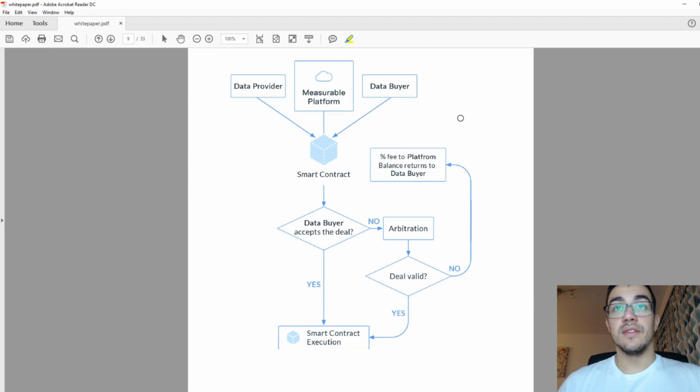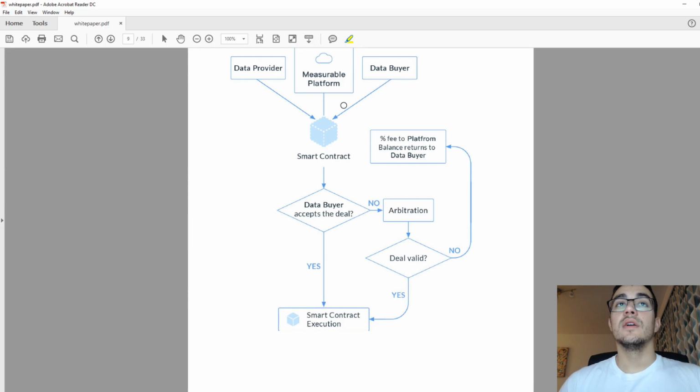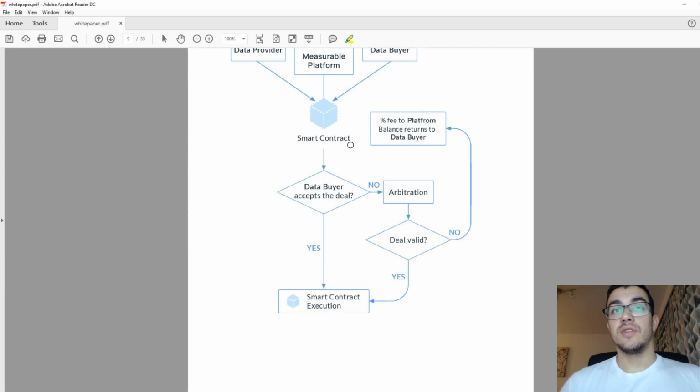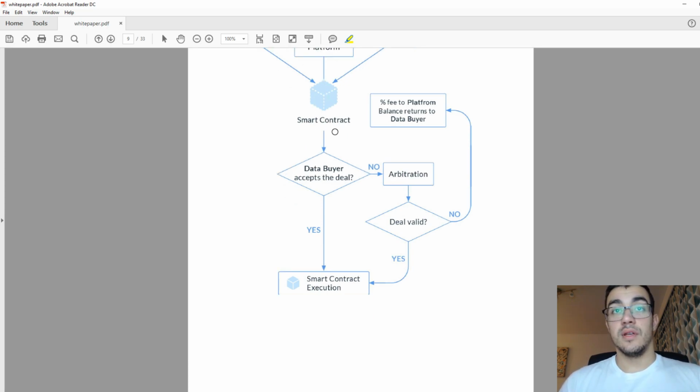So you have the data buyer and the data provider who come to an arrangement to share data. If they have an agreement that the data buyer is going to buy from the data provider, there will be a smart contract constructed by the Measurable Platform. Then, if the data buyer accepts the deal after having paid, the smart contract gets executed.